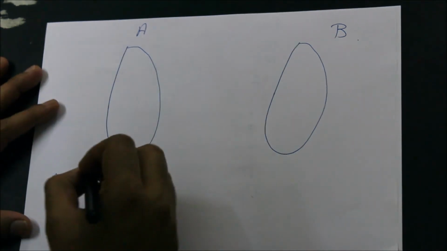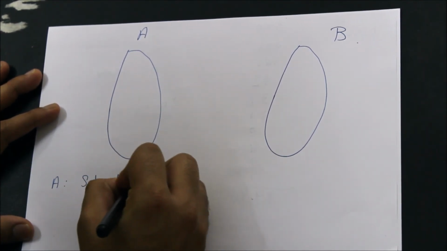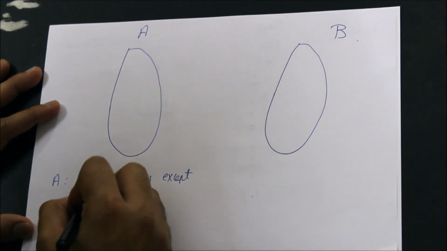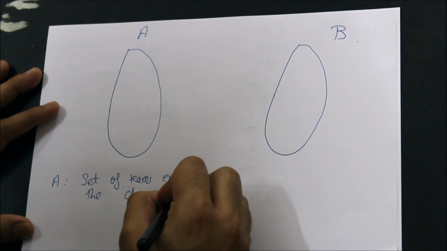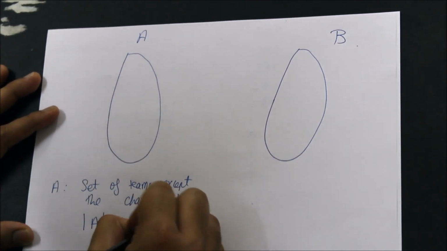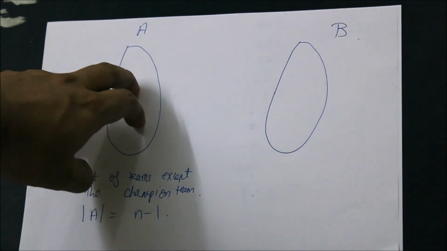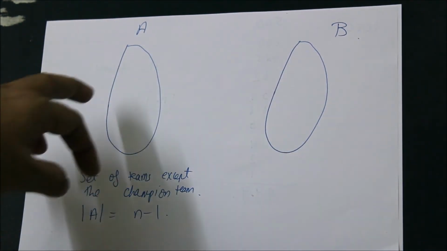So what is set A? It is the set of teams except the champion team, or the winning team. So what is the cardinality of A? It is n minus 1, right? Because out of n teams, I will not consider the champion team. So how many elements does the set have? It will have n minus 1 elements. So set A has n minus 1 elements.